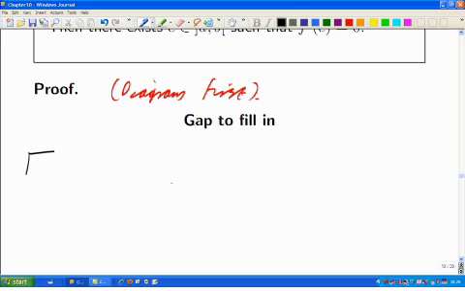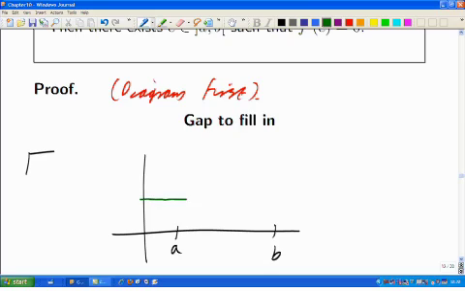So here's your function. Here's A, here's B, and let's have a horizontal line here. So this is y equals f of A equals f of B. So it's got the same value at both ends.